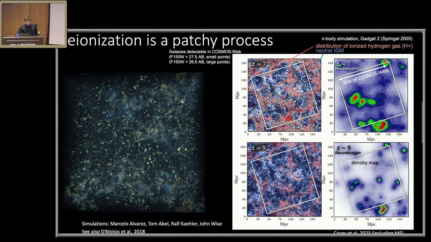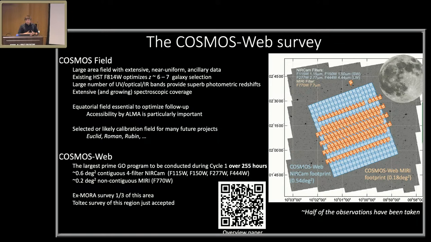The Cosmos Web survey covers the central part of the Cosmos Field, and we benefit from an extensive coverage in wavelengths from X-ray to radio. We also benefit from an HST ACS I-band image that optimizes the detection of galaxies at redshift 6 and 7. And it's an equatorial field, so we can benefit from a lot of follow-ups, especially with ALMA, and benefit from the complementarity between these two instruments. And COSMOS is also selected as a calibration field for many future projects.